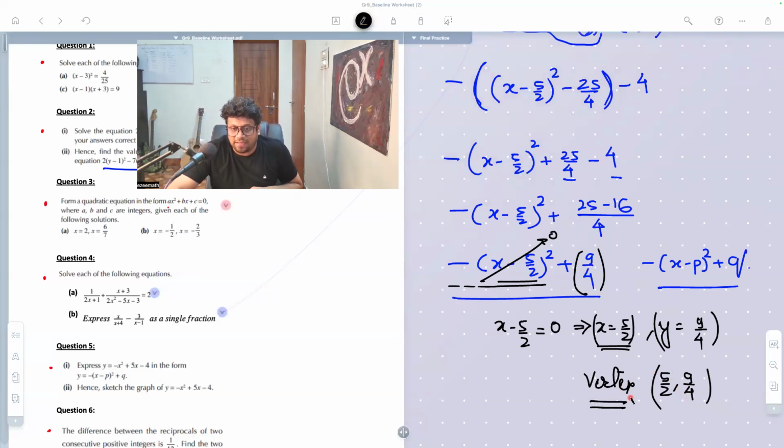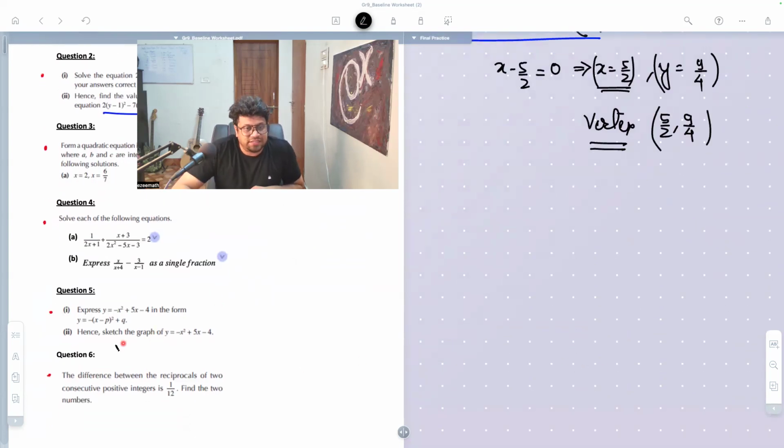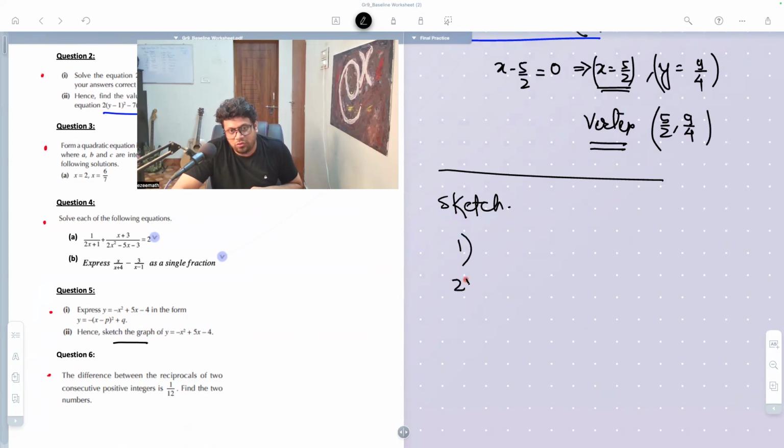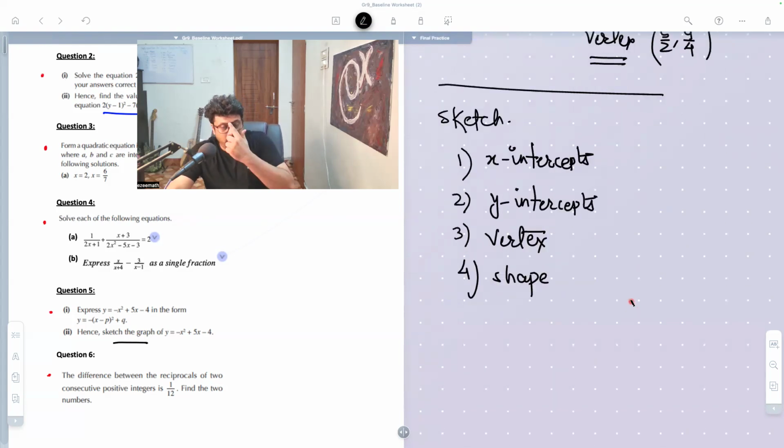Now that you've got the vertex, part B is going to be easy to do. They ask you to sketch the graph. Okay. For sketching of the graph, always remember 1, 2, 3, and 4 things. First is the x-intercepts, then y-intercepts, and then vertex, and then the shape. These 4 things you're going to have to keep in mind while you're sketching it.